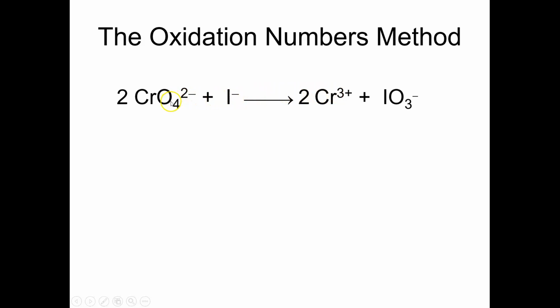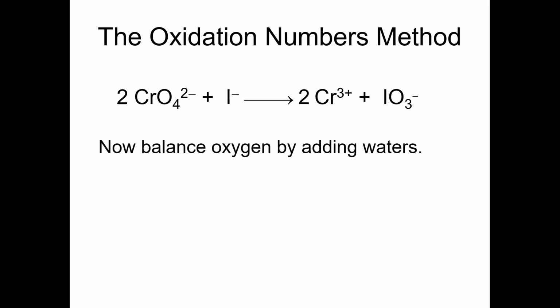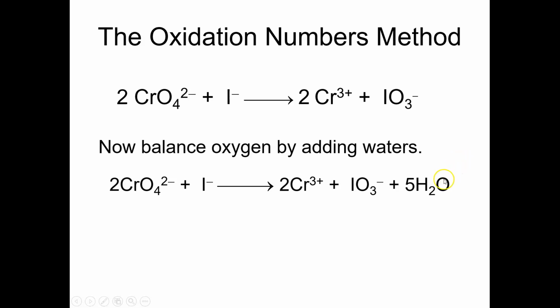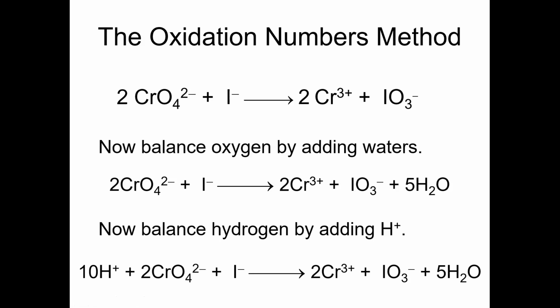Now I just finish this out the same way I did balancing the half reactions for elements. I'm balanced on chromium, 2 chromiums, 2 chromiums. I'm balanced on iodine, 1 iodine, 1 iodine. I'm not balanced on oxygen. I've got 8 oxygens over here, and I've got 3 oxygens over here. I'm going to add 5 waters to the right-hand side so that I'm balanced on oxygen. Now I'm not balanced on hydrogen because I've got 10 hydrogens over here and none over here, so I'm going to add 10 hydrogen ions to the left-hand side. And now I should be done.